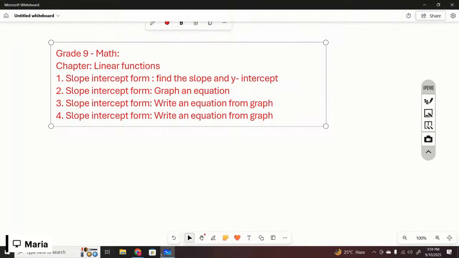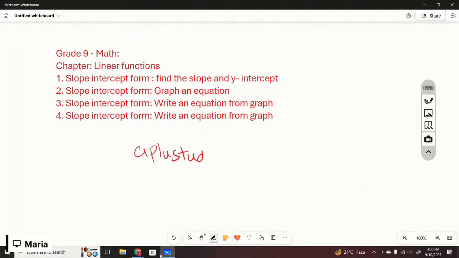We are here for grade 10 math, grade 9 math. You can find all the lessons on aplusstudents.com. You have to log in there using your email address and password as provided by the administrator.